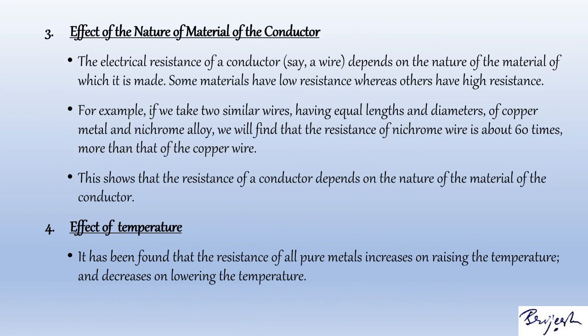So effect of the nature of material of the conductor. The electrical resistance of a conductor depends on the nature of the material of which it is made. Some materials have low resistance, whereas others have high resistance. For example, if you take two similar wires having equal length and diameter of copper metal and nichrome alloy, you will find that the resistance of nichrome wire is about 60 times more than that of copper wire. This shows that the resistance of a conductor depends on the nature of the material of the conductor.